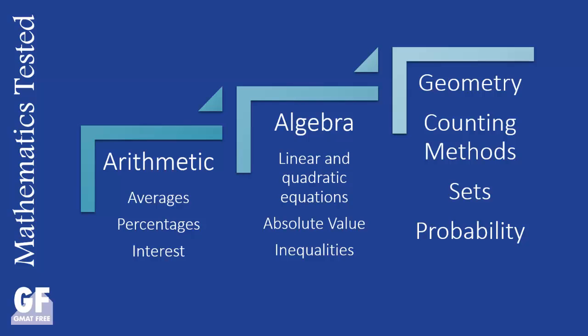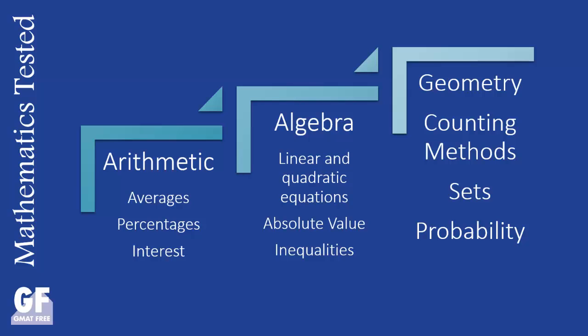Speaking of GMAT topics, let's look at what the GMAT topics are specifically on the quantitative section. There are three main categories of math areas that you need to know for the test, and they are arithmetic, algebra, and geometry. Here you can see some of the other topics that fit underneath them. And on the right side, counting methods, sets, and probability don't have too much to do with geometry, but they also tend to appear more at higher difficulty levels.